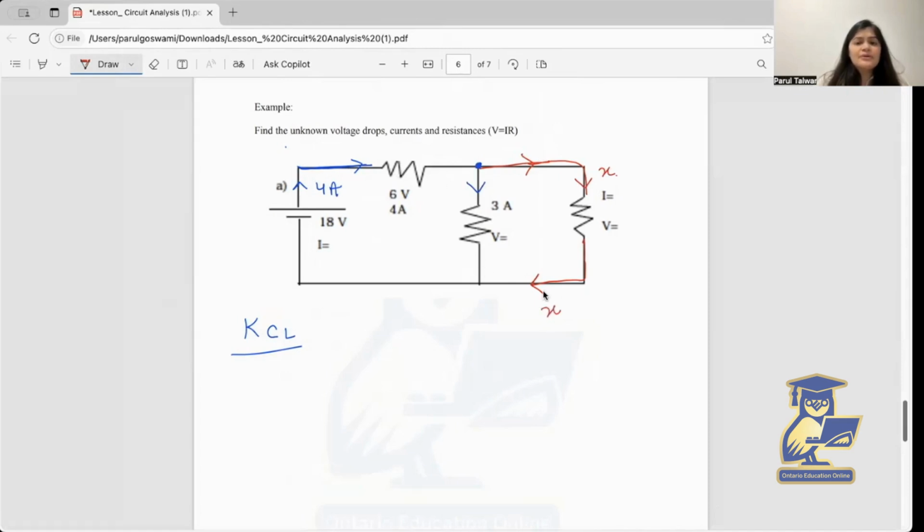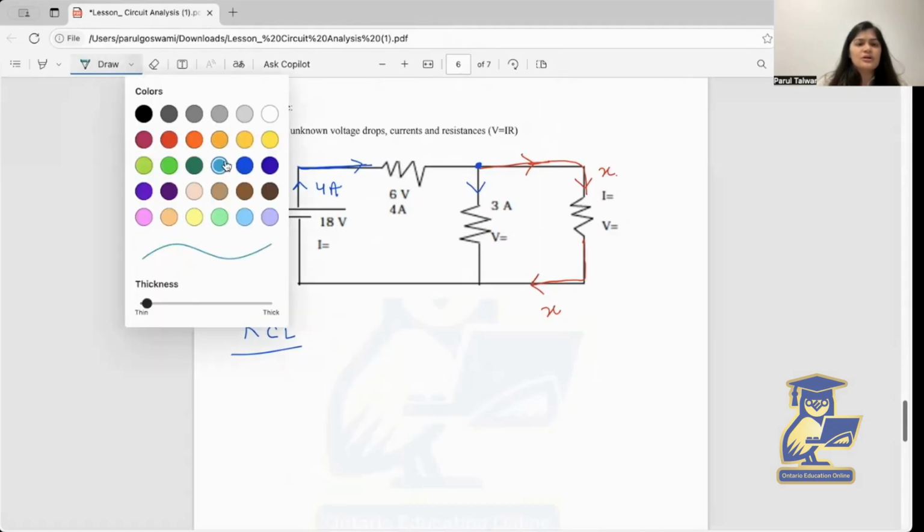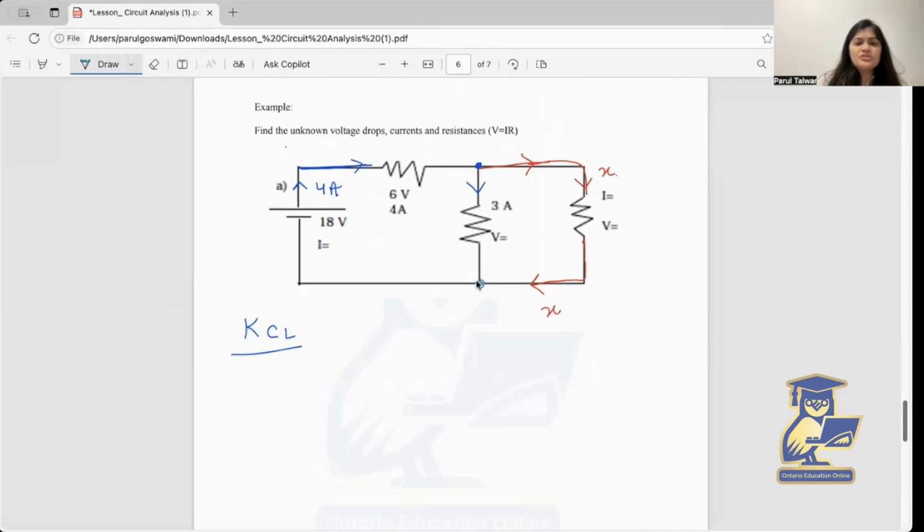So this 3 ampere current from this branch and X from this branch will meet up at this junction. And as they meet up at this junction, together they will flow in this branch and go up to the negative terminal of the battery. So this is how we have made the current distribution.